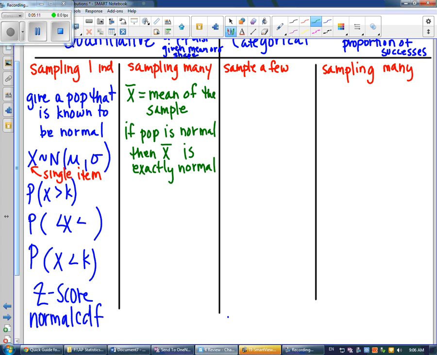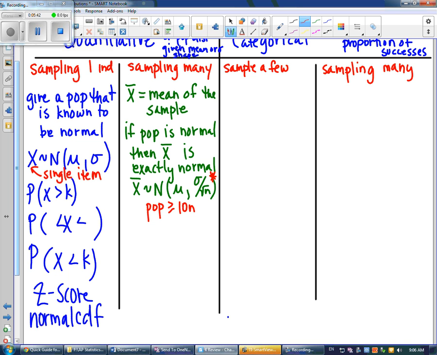Because if the population is normal, then anything I sample from it is going to be normal, whether I'm sampling a single item or many. And if that's the case, I can say X bar is distributed normally. My mean is the same as it was for the single observation, and my standard deviation is sigma over the square root of n. But I'm only allowed to use this formula when the population is at least 10 times my sample size.